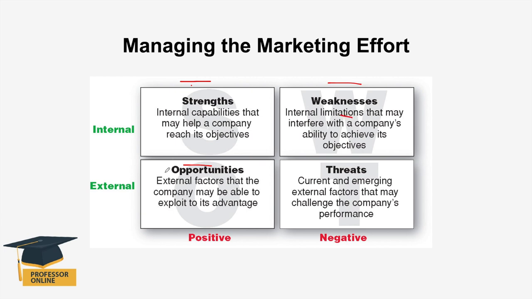Now, externally, you look at opportunities, which is actually positive, and you look at the threats. So SWOT is strengths, weaknesses, opportunities, threats. Threats are basically current and emerging external factors that may challenge a company's performance. If there's a politically unstable country where you're operating, that is called a threat. Whereas an opportunity is that the country has a majority young population, and your product is also focused on a young population. That is called an opportunity, and that's a positive thing. So whenever you're making a marketing plan, you always have to do a SWOT analysis of your product and your company, and that will help you in making a better marketing plan.